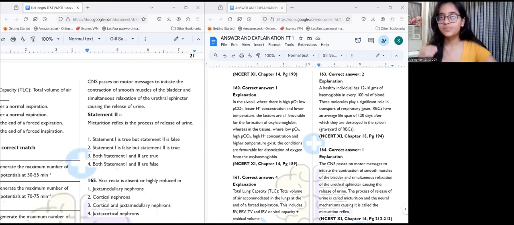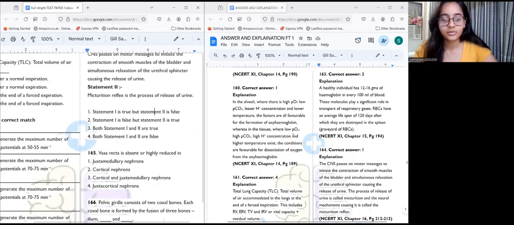Now what happens? The sphincter will relax, causing the release of urine. The process of release of urine is known as micturition, and the mechanism that causes micturition is known as the micturition reflex. So the process of release of urine is not the micturition reflex, it is micturition. So statement 2 is false. And statement 1 is true because only when the sphincter is relaxed can urine be expelled, right?